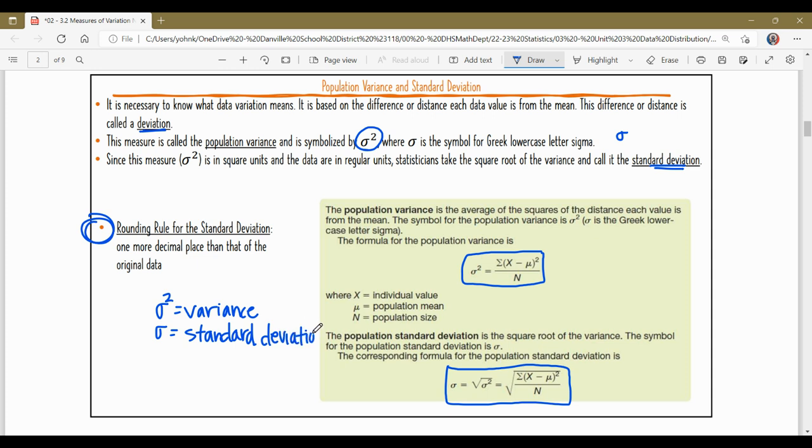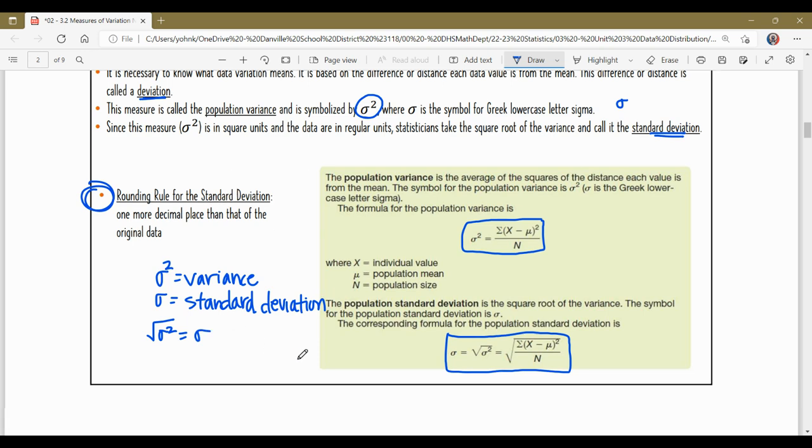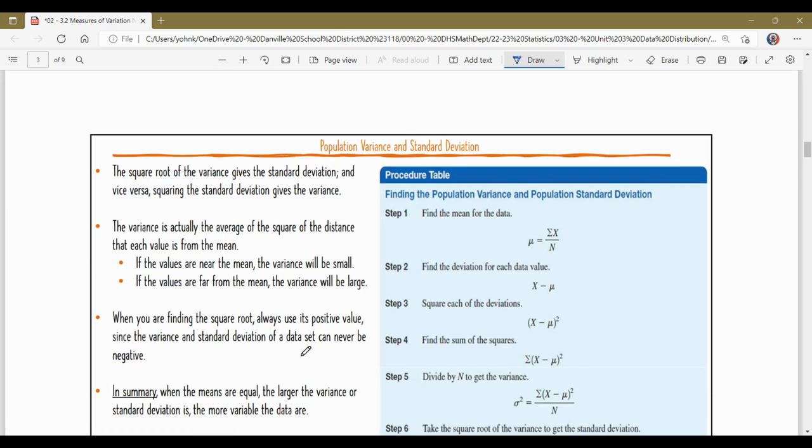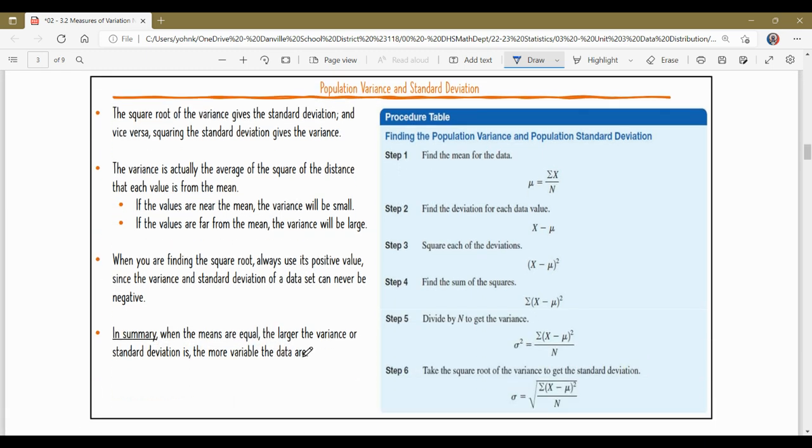And their relationship is that the square root of sigma squared is sigma. Okay, let's see how in the world we're going to do this. Well, here's a procedure table, or a recipe, of how you can do this. The square root of the variance gives the standard deviation. I said that on the previous slide, and vice versa. Squaring the standard deviation gives you the variance.